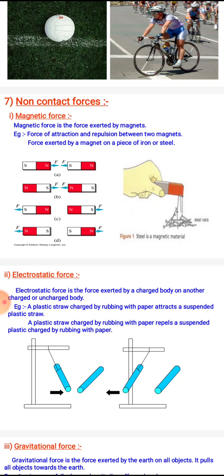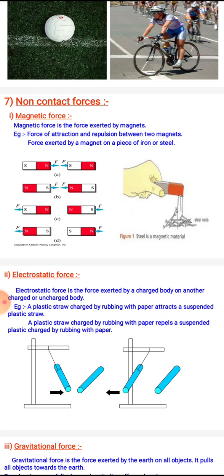In today's class, we study about non-contact forces. Non-contact force means whenever two objects are not touching each other, when there is no contact between each other, where the force exerts, we call such forces non-contact forces.